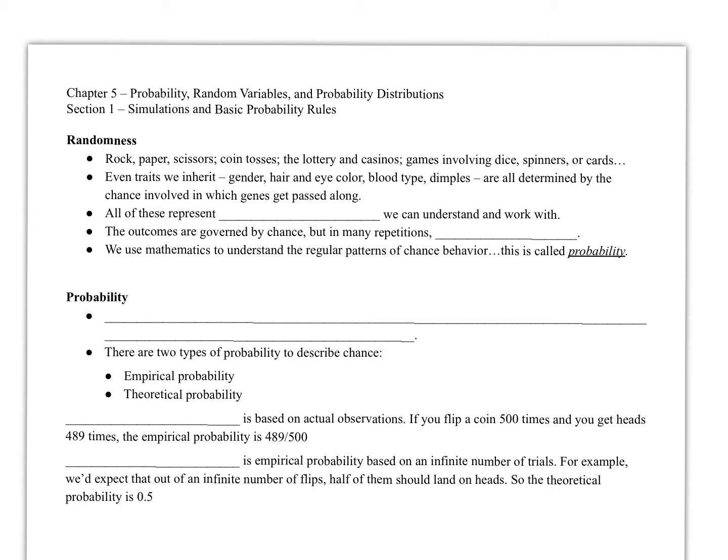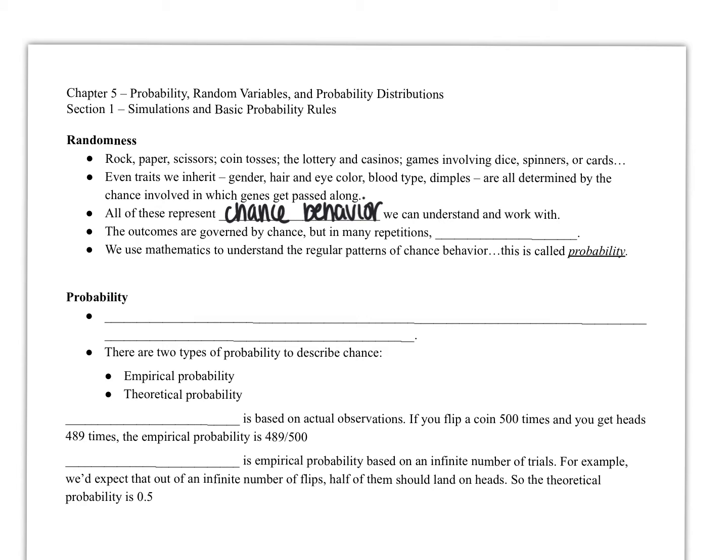If you think of rock, paper, scissors, coin tosses, the lottery, casinos, any game involving dice, spinners, or cards, those all involve randomness. Even traits we inherit, such as gender, hair and eye color, blood type, dimples, they're all determined by the chance involved in which genes get passed along. So all of these represent something we call chance behavior, which we can understand and work with.